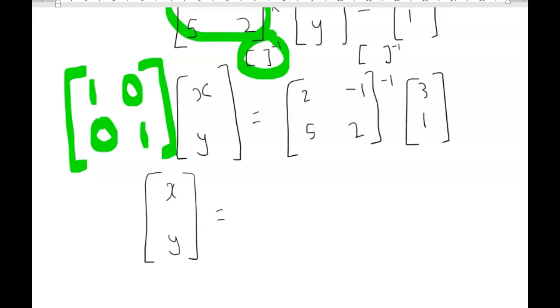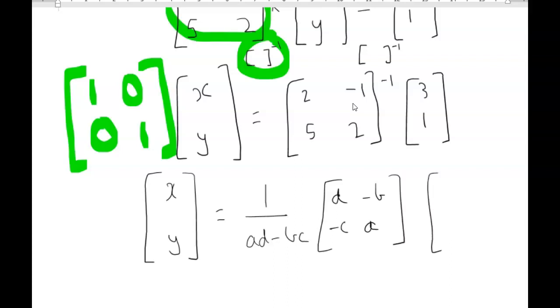Let's do the inverse matrix by hand. So we're going to have 1 over, now I can't remember that, I think it was AD minus BC. All right, just had to check on Google again. So D, A, and then this is negative B, negative C. So I probably should have done this before, but that's okay. And then we've got 3, 1. So all I've written here is the formula for the inverse.